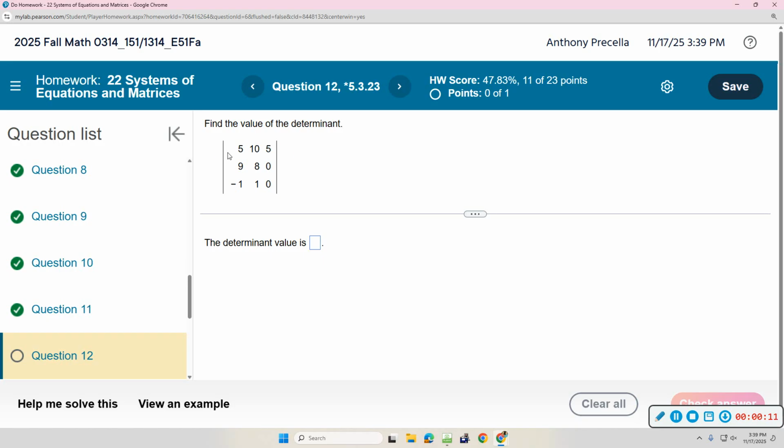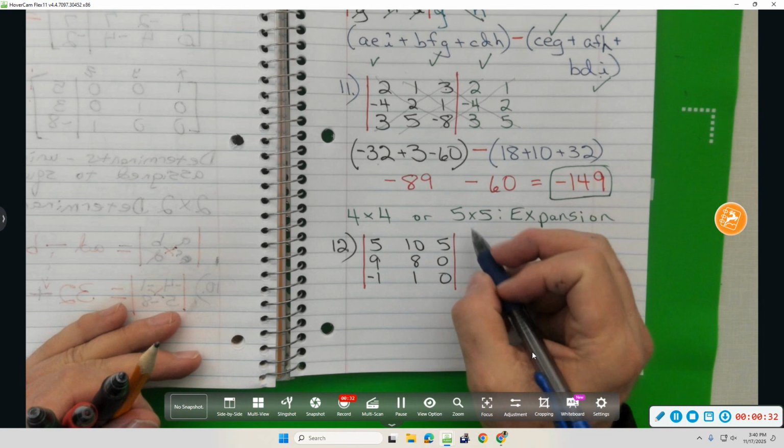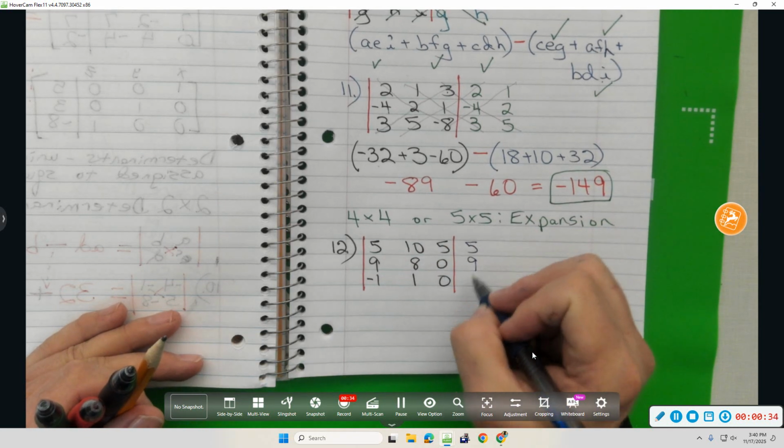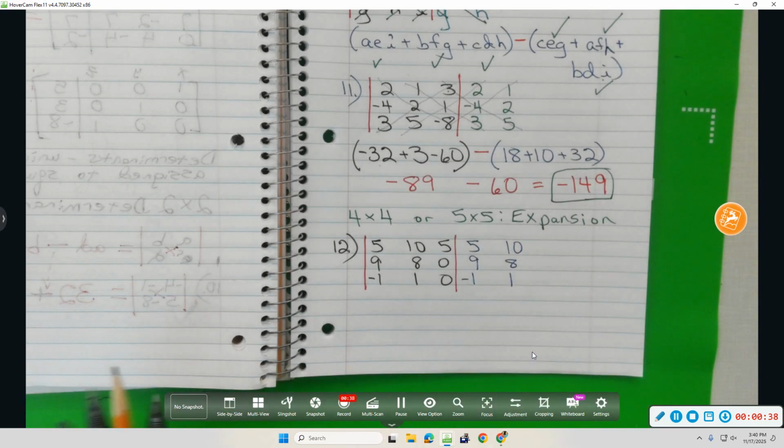We want to find the determinant of this 3x3 matrix. So, switch to my paper. What am I going to do first? You have a trick that you added to your bag of tricks for finding a 3x3 determinant. What do I need to do? Okay, recopy the first two columns: 5, 9, -1, 10, 8, 1.